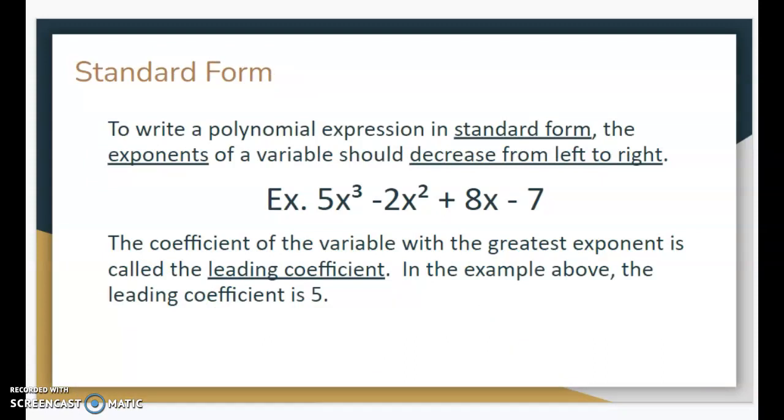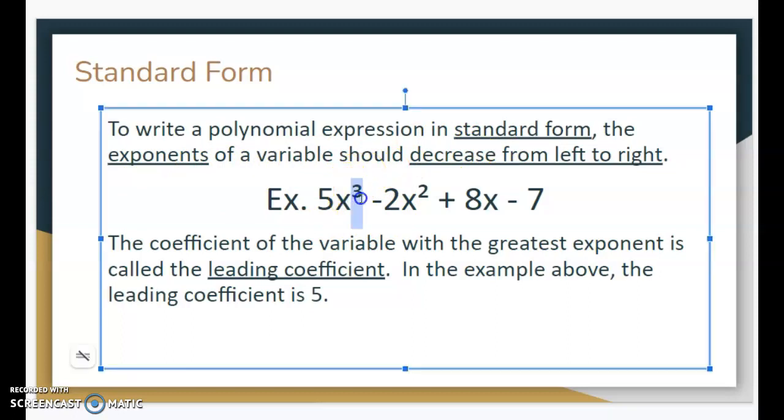To write a polynomial in standard form, the exponents of the variable should decrease from left to right. So we see x to the third, x to the second, x to the first, and then x to the 0, or no x's. This is in standard form. The coefficient of the variable with the greatest exponent is called the leading coefficient. So the number in front of whatever x to the highest power is would be your leading coefficient. In this case, the leading coefficient would be 5.